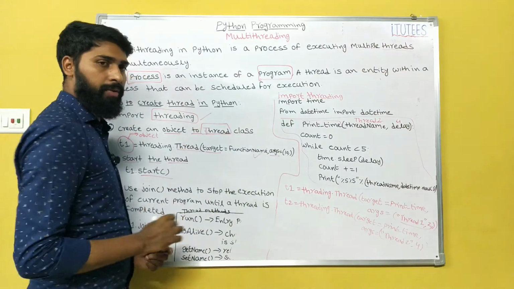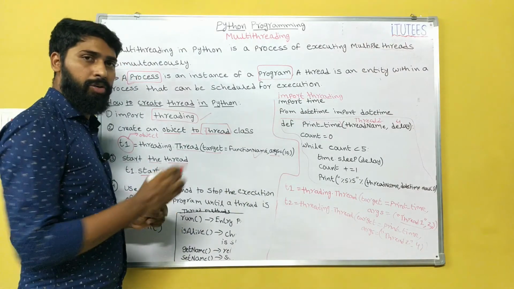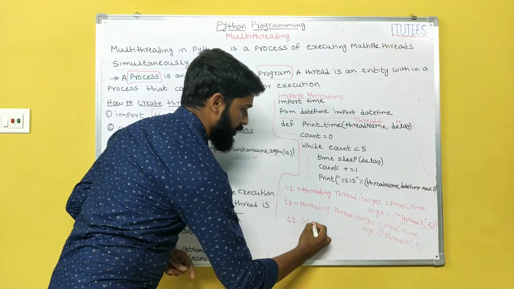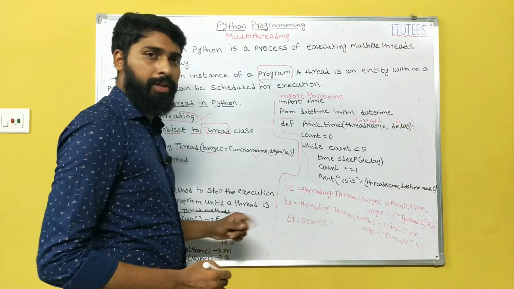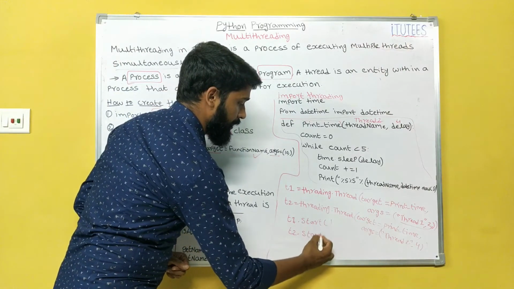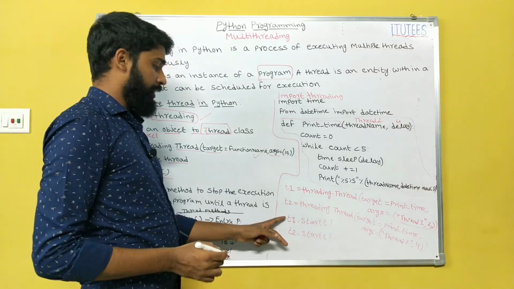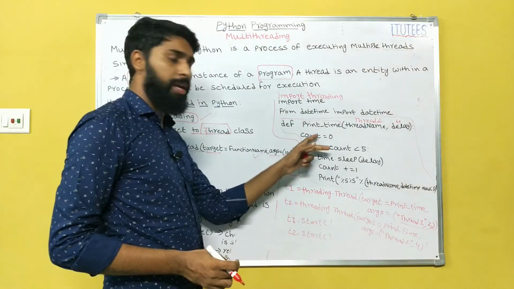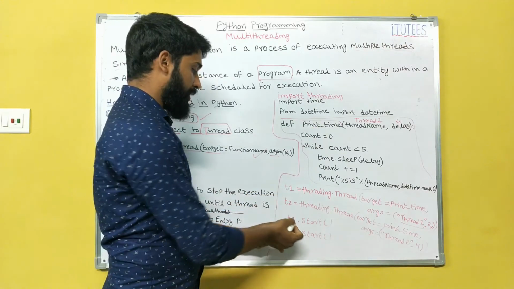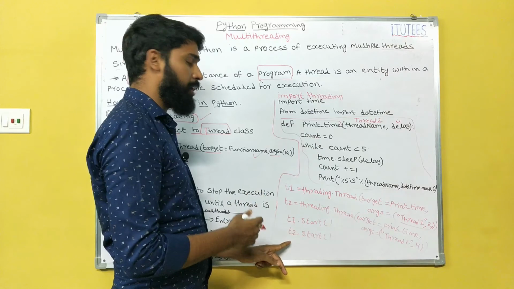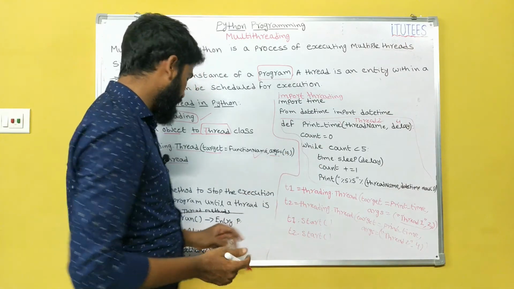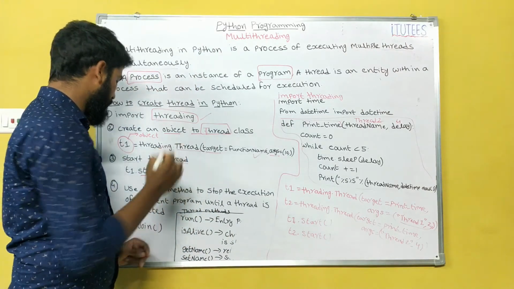The second step is over. The third step is to start the thread. How can we start the thread? T1.start, that's it. How can we start the second thread? T2.start. Now thread 1 and thread 2 are both executing simultaneously. In the previous case, after completion of the first call, the second call would be invoked. But here both threads are invoked at the same time. So the third step is over.